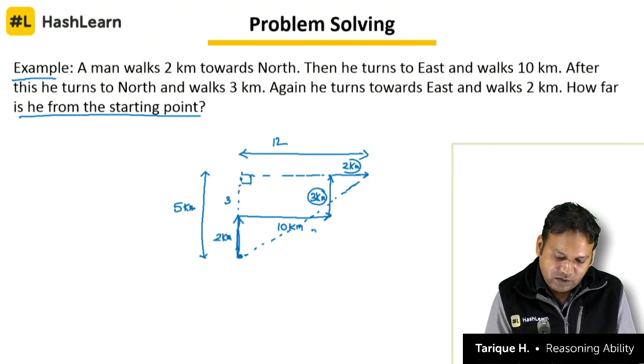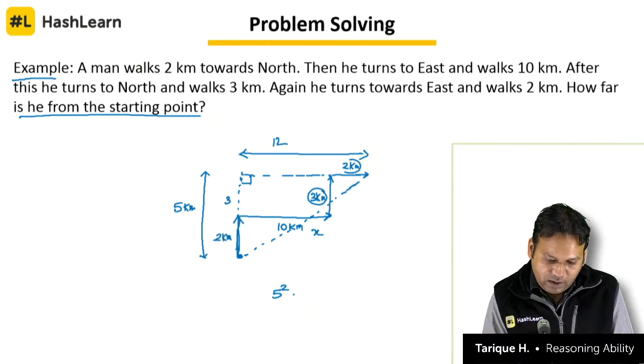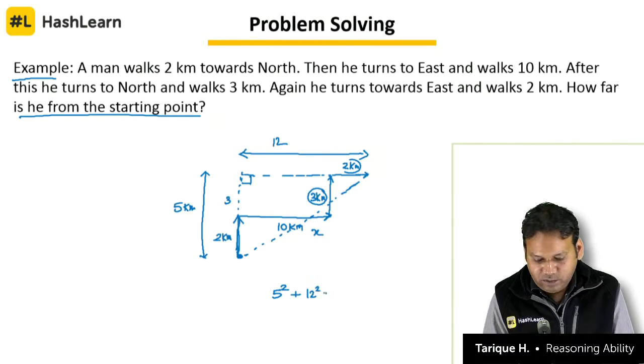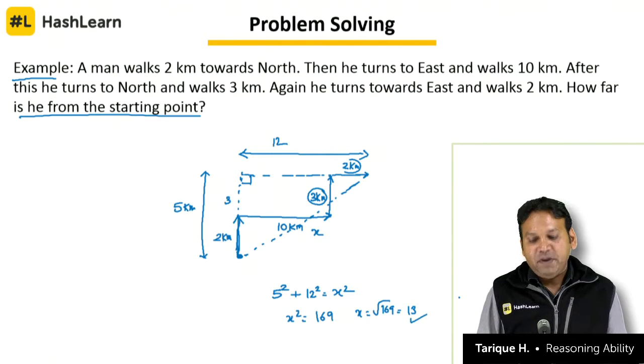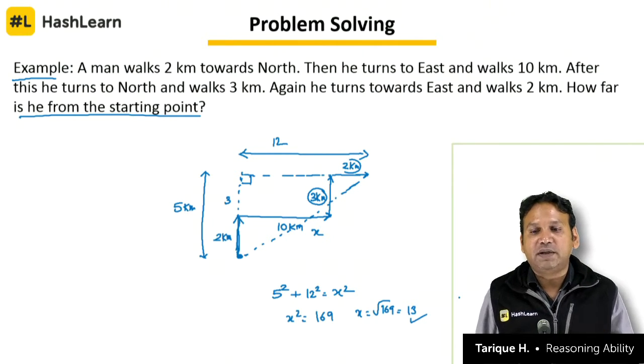Let this be x. We have solved a similar right angle triangle earlier also. 5 square plus 12 square is equal to x square, equal to 169. x equals under root 169, which is equal to 13. So how far is he from the starting point? 13 kilometers from the starting point. That's the answer for this question. That's how we solve a question like this.